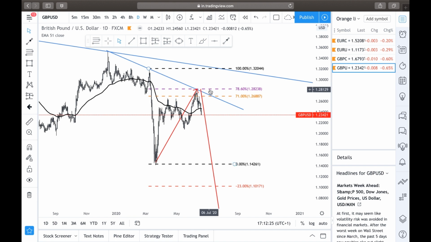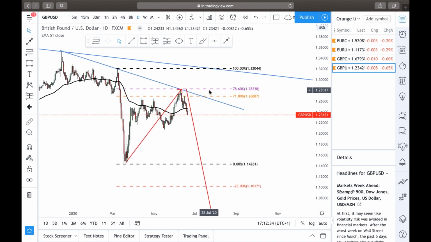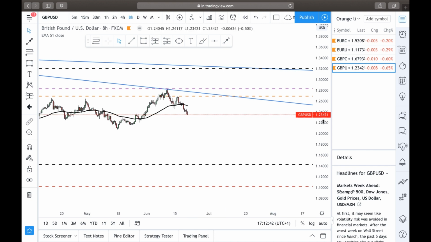It just worked. So it came up to this 28 level, the psych level, came up to 78.6, and it rejected, you can clearly see the rejection on the daily, and then had a sell-off. So that is that. I'm not going to dwell on it. I'm going to jump it up. Yeah, I've seen it late, but I still can make money off this. So let's zoom in. So that's on the daily, right?